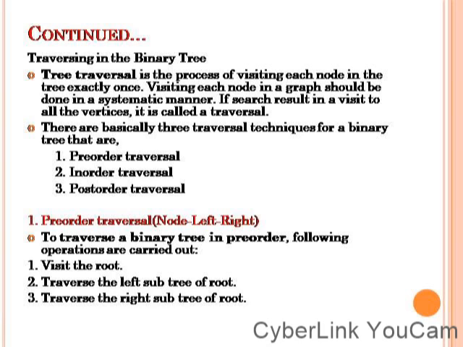When we are finding the preorder traversal, the order is root, left, right, that means node, left, right. To traverse the binary tree in preorder, the following operations are carried out. First visit the root, next traverse the left subtree of the root, next traverse the right subtree of the root.